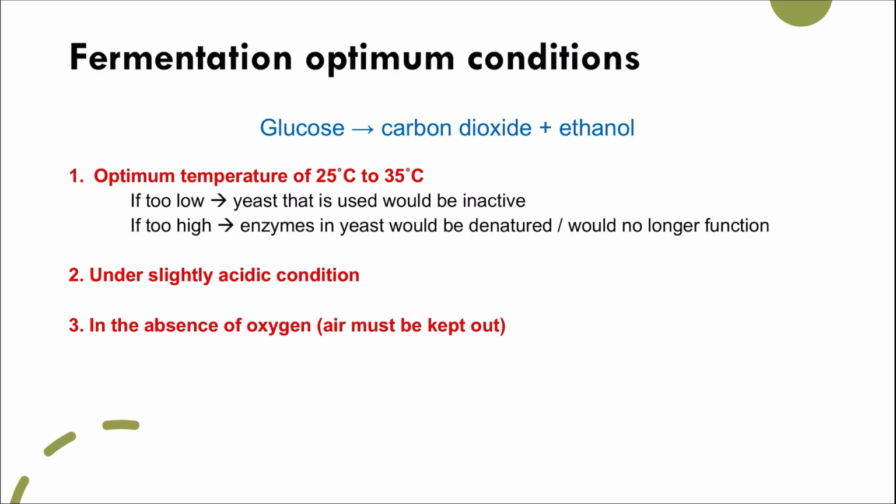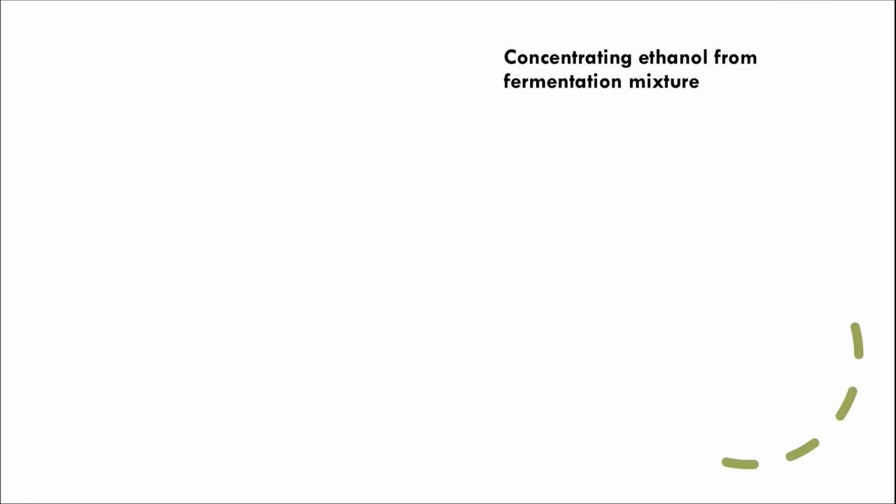The main reason for the need for the absence of oxygen is that if the alcohol is produced in the presence of oxygen, the oxygen can oxidize the alcohol to give you carboxylic acid. So instead of getting the alcohol, you will get the carboxylic acid straight away. So it needs to be done in the absence of oxygen. Ethanol can be obtained from the fermentation process through concentration of the ethanol from the fermentation mixture.